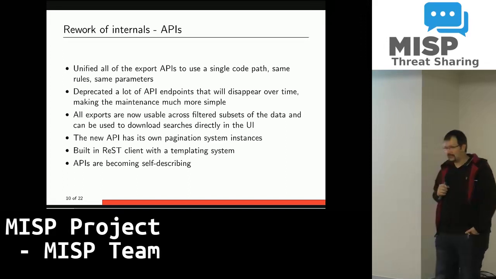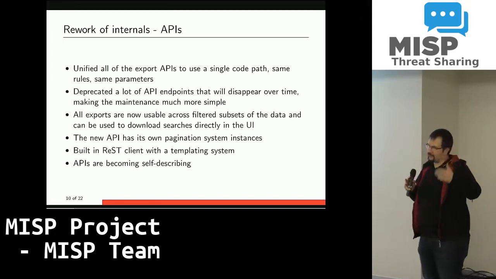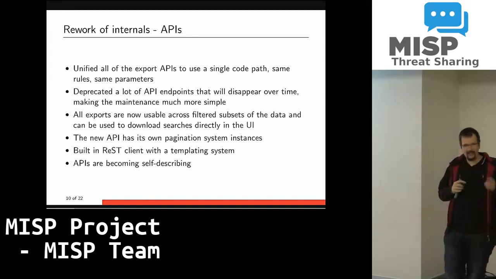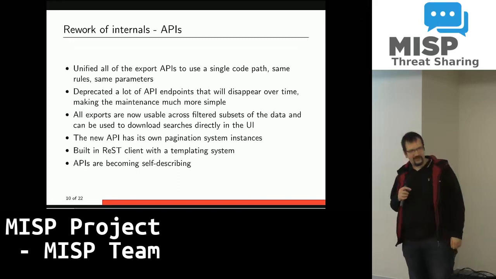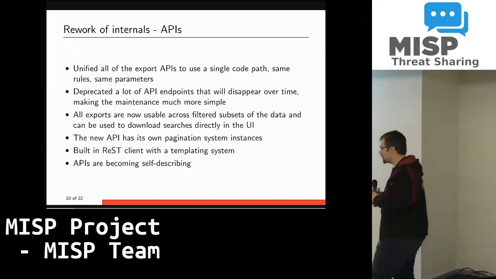So now we have a pagination system. You can say, I want to get the first 10,000 IP addresses, then the next 10,000, next 10,000. This is standardized across the entire application. We have it described in the RFC already, so we have an RFC now for the query mechanism in MISP. So if you want to build tools or integrations, just have a look at that. It should make your life a lot easier compared to what you had before.